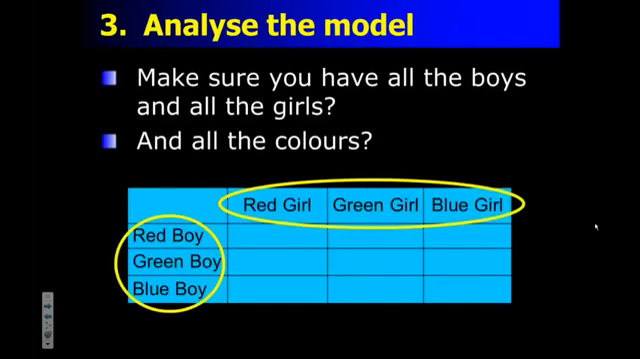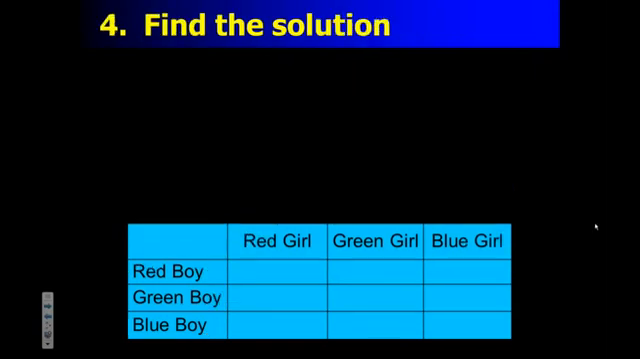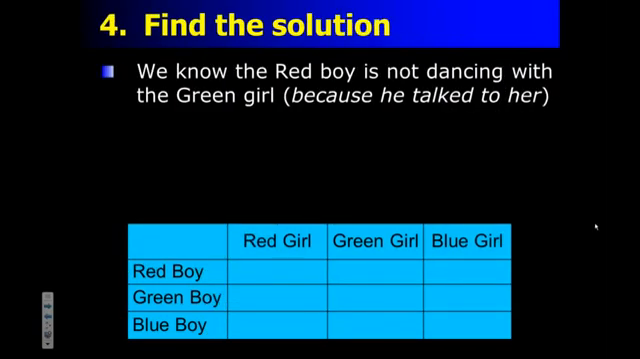And I go, okay, what if I say, all the boys here, all the girls here, all the colors laid out, and let's start going through the information. So I do, and I go, okay, well, here's what I know. Red boy is not dancing with green girl, because that's who he talked to while he was dancing with someone. So I know red boy and green girl can't be dancing together. So I'll X that out.